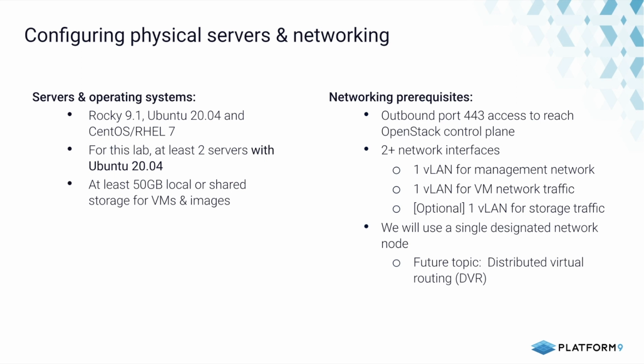As far as storage is concerned, please make sure that your servers have a minimum of 50 gigs of local or shared storage that will be used for the virtual machines and images. On the networking side, please ensure that your server has outbound access to the Platform9 management plane via port 443. At a minimum, we also recommend having at least two network interfaces. One on a VLAN for management traffic, and another interface on a different VLAN for VM network traffic. If you want to have a separate VLAN for storage traffic, you're more than welcome to do so, but for this workshop, we will be using two interfaces.